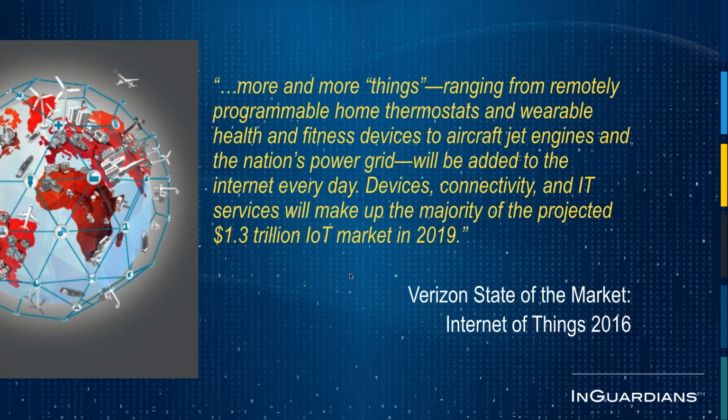Okay, so Verizon says, what does this whole market look like that, allegedly, isn't going away? More and more things, ranging from remotely programmable home thermostats and wearable health and fitness devices to aircraft jet engines, oh my, and the nation's power grid will be added to the Internet every day. Devices, connectivity, and IT services will make up the majority of the projected 1.3 trillion IoT market in 2019, just 2 years away. 1.3 trillion. With a T. That's a lot of money. And that's a lot of IoT devices. Yikes.